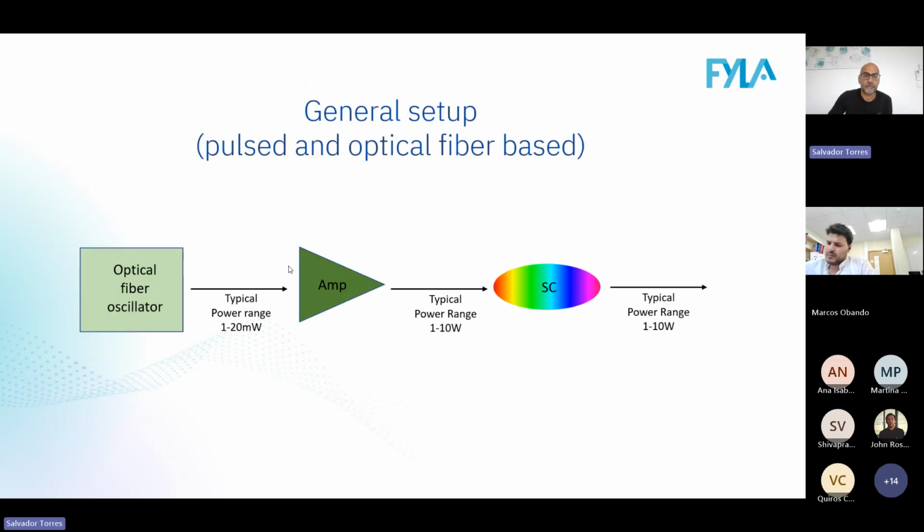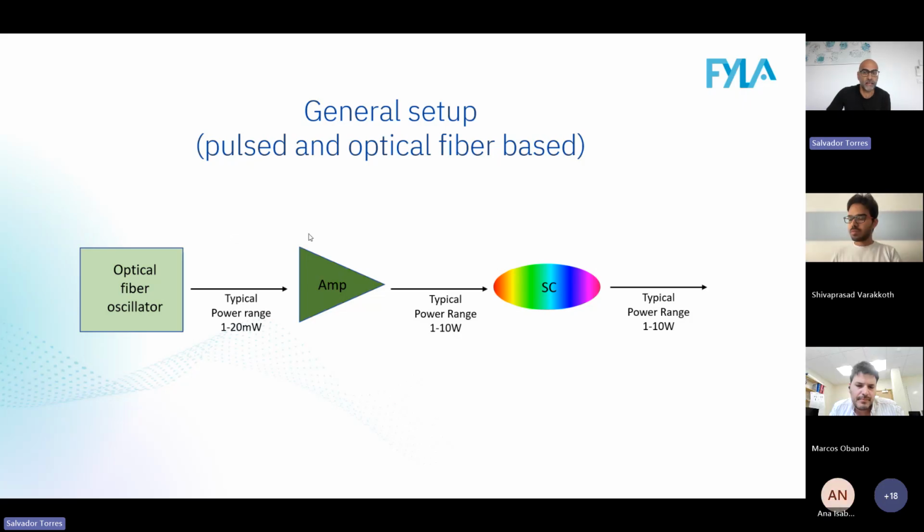This is a simplified scheme of one of the sources in pulse regime and based on optical fiber, which is the most commercially used. Basically, the scheme of a supercontinuum source can be divided in 3 parts: the oscillator or seed, then an amplification stage, and a third stage where the spectral broadening is generated.